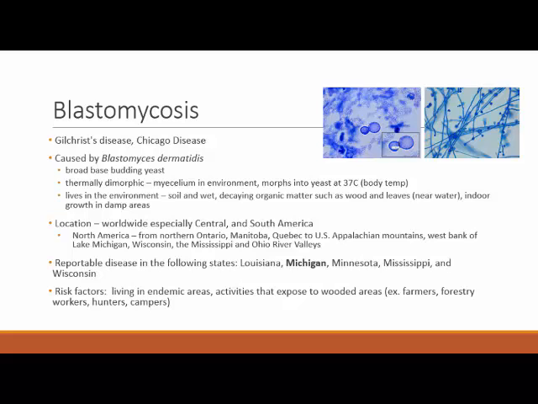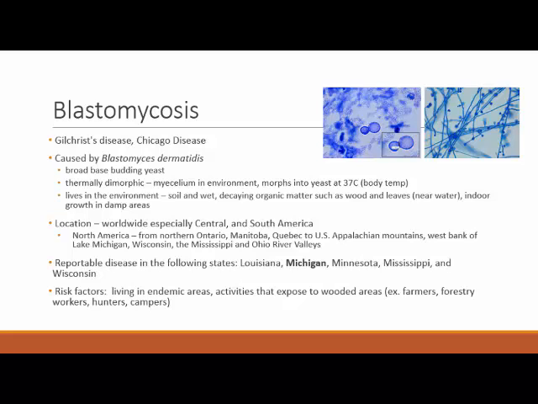It also lives in the environment in the soil and wet areas where there's decaying organic matter like wood and leaves, so anywhere that's near water. It does grow indoors as well in very damp areas. The location is also worldwide, but especially common in Central and South America. In North America, there is a broader region where it's endemic, from northern Ontario into parts of Canada, through the Appalachian Mountains, into the Midwest, and also the Ohio and Mississippi River valleys. Again, the CDC says this is a reportable disease in the following states, and again, Michigan falls on this list.